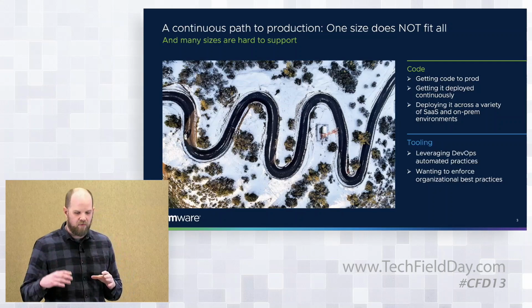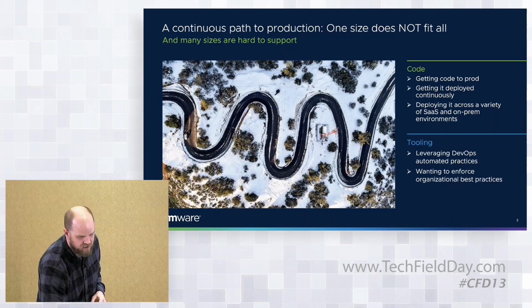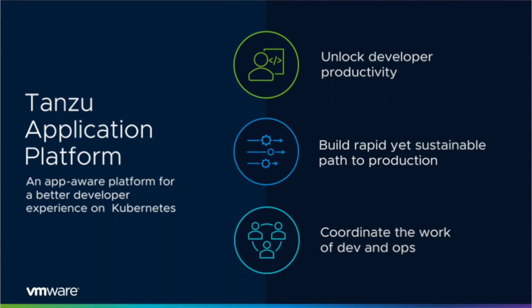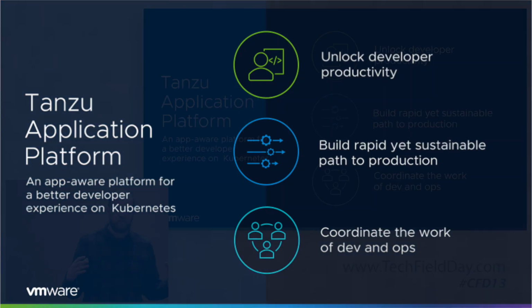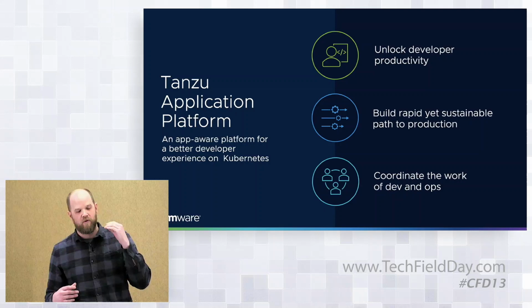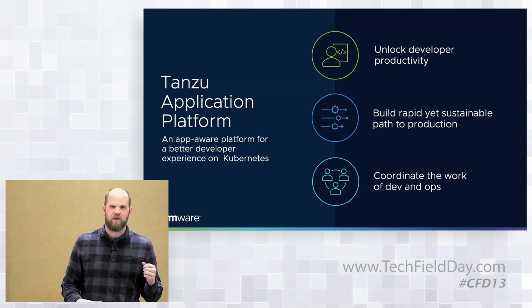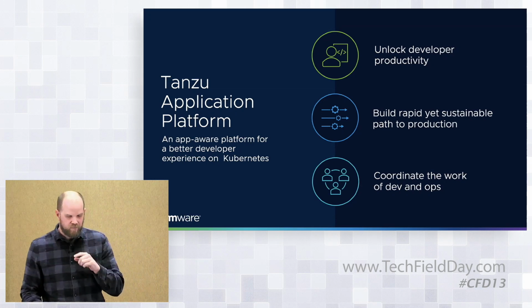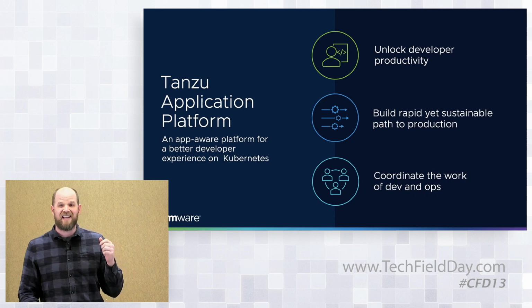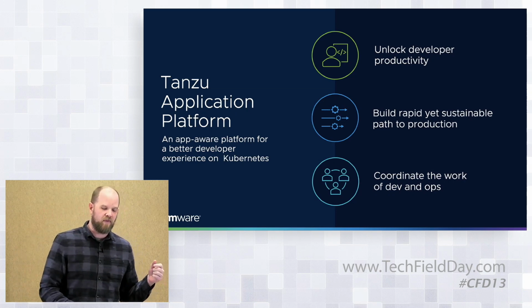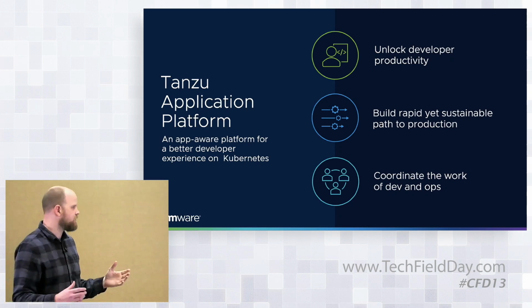These are the two core foundations we're looking at, and that's what we're trying to solve here for Tanzu Application Platform. Tanzu Application Platform is an Appleware platform for a better developer experience on Kubernetes. We want to unlock developer productivity, build a rapid yet sustainable path to production, and allow you to coordinate the work of the development and ops.